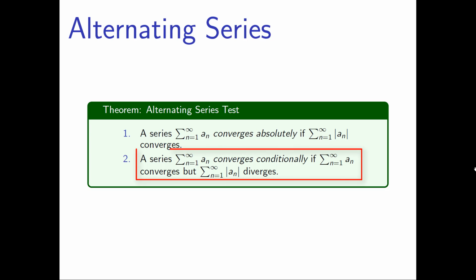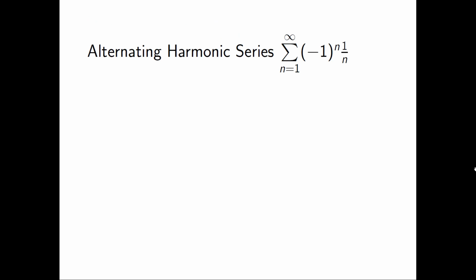Whereas part 2 says it converges conditionally if the series itself, so the alternating series, converges, but if we take the absolute value here, that diverges. So if the series itself converges, but the absolute value of the terms gives us a series that diverges, then we call it conditionally convergent. And we'll take a couple of examples to see how that might work.